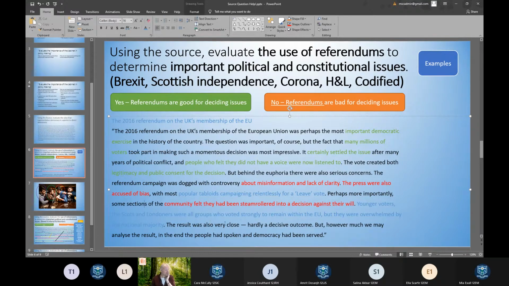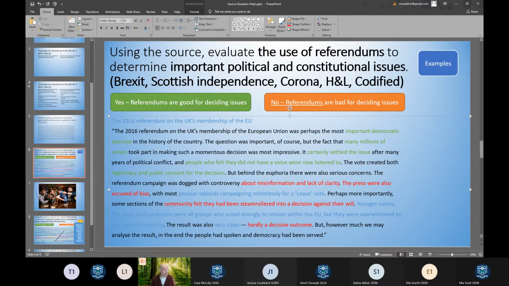The result was also very close, hardly a decisive outcome. But however much we may analyse the result, in the end, the people had spoken and democracy had been served. Okay, so the result was very close, hardly a decisive outcome. I think that is a new argument. If I want to be very picky, I could argue that a not decisive outcome is the argument, and the result being very close is probably evidence for that, if I want to sort it out in my head how I'm doing it.